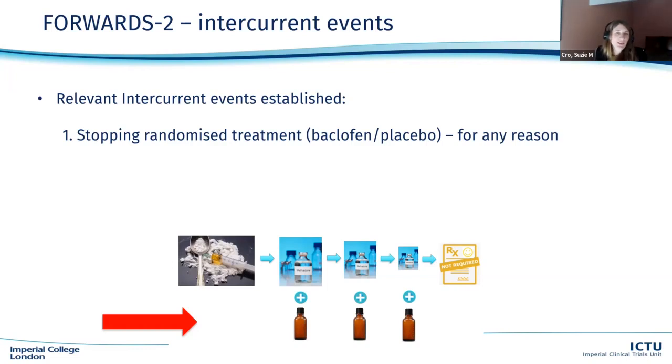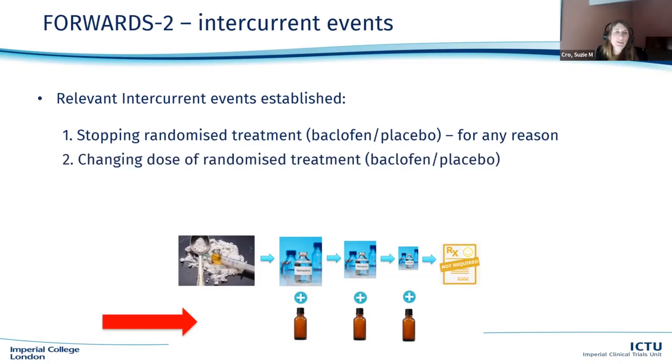So the events that we identified included, firstly, stopping the randomized treatment for any reason. This would be stopping the additional component of their treatment pathway, as shown in the bottom half of the figure here. Secondly, it could be that participants end up changing the dose of their randomized treatment. So they change the dose of the baclofen or placebo. Again, this is the second part of their treatment.